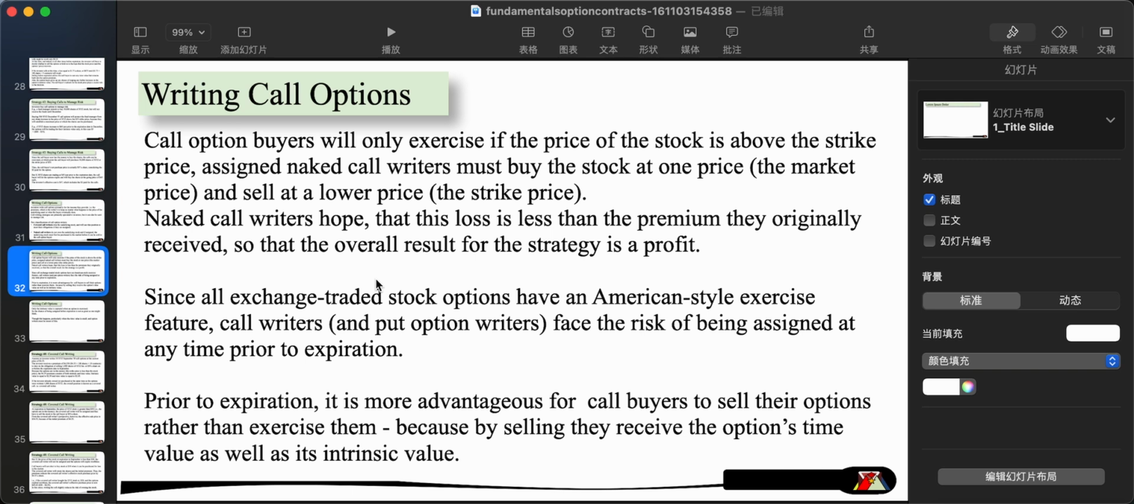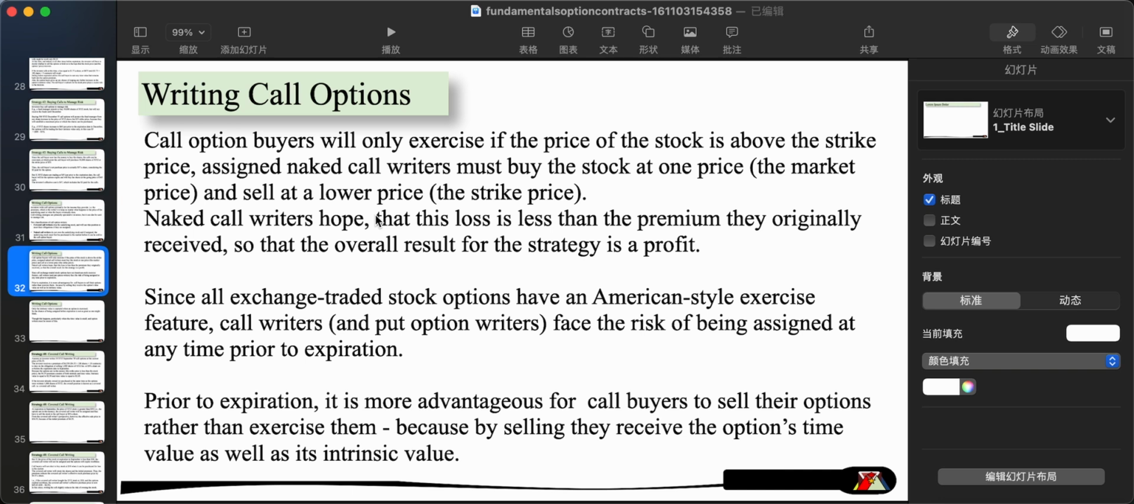A call option buyer will only exercise if the price of the stock is above the strike price. An assigned naked call writer must buy the stock at one price, the market price, and sell at the lower price, which is the strike price. So naked call writers hope that this loss is less than the premium they originally received, so that the overall result for the strategy is a profit.